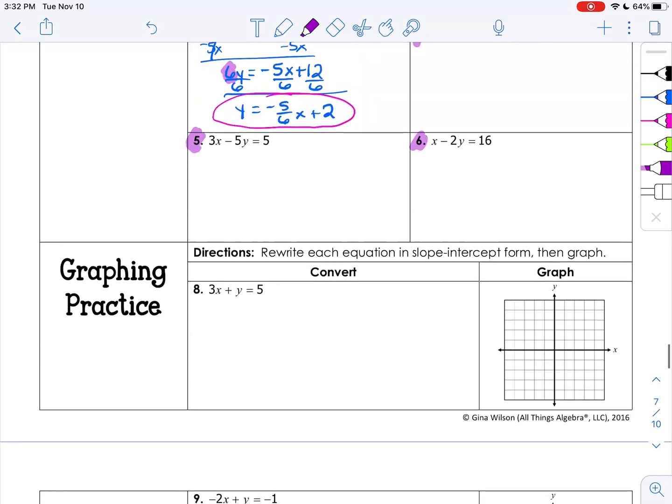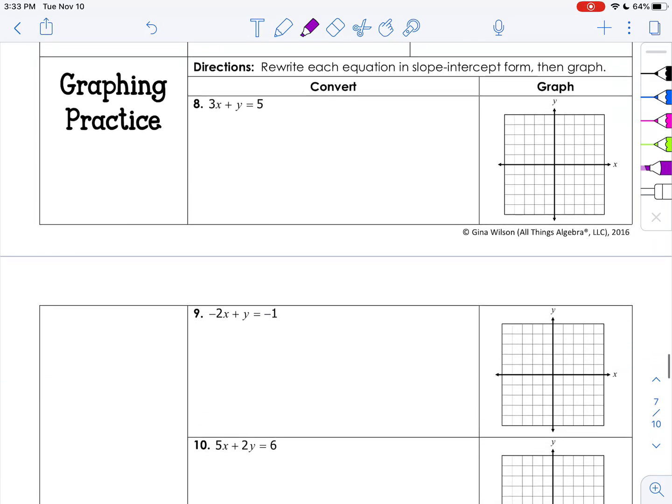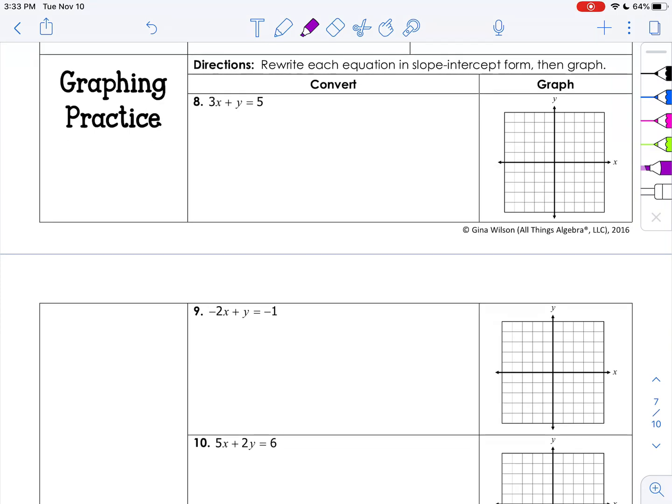Now let's look at, if you're given it in standard form, how we would graph it. Just like we did in the previous examples, we want to convert it to slope-intercept form. To convert number 8, we're going to subtract 3x from both sides, which would result in y equals negative 3x plus 5.